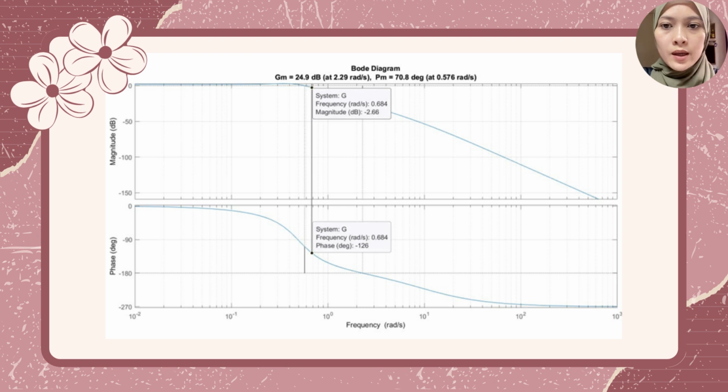A positive gain and phase margin means the system can tolerate some increase in gain or delay without becoming unstable. At the frequency of 0.684 radians per second, the magnitude is about negative 2.66 dB, and the phase is approximately negative 126 degrees. This Bode plot helps us understand how the system responds to different frequencies and gives us insight into how stable the system is in its current configuration.